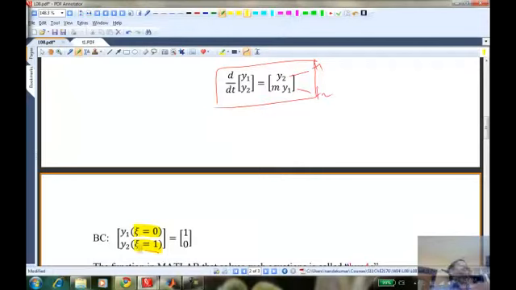If both were given at psi equal to 0, then you will treat it as an initial value problem and use ODE 4.5, ODE 1.5, etc., which we saw in the last week.